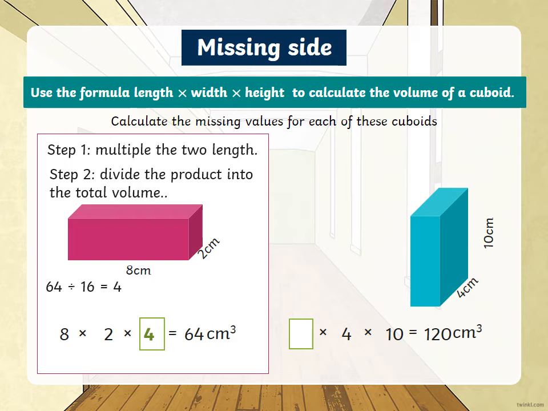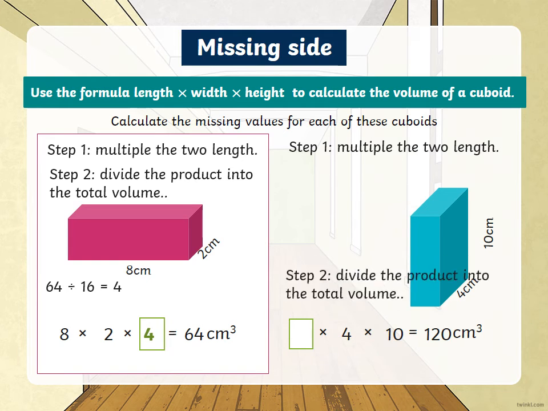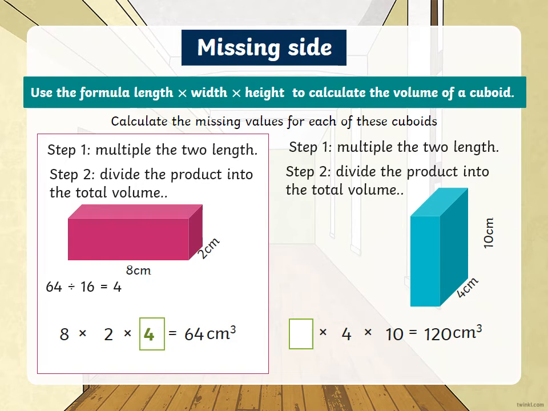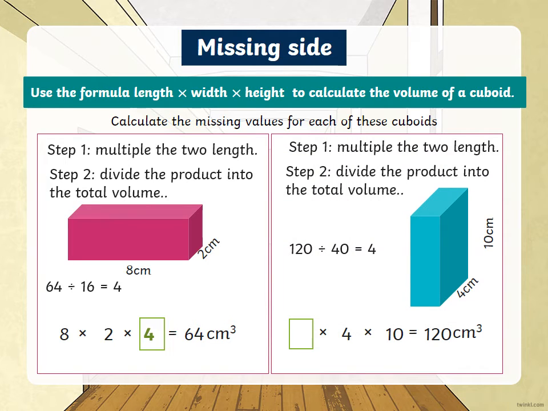All right, let's look at the one on the right. Now the measurements that they gave us are 4 and 10. 4 times 10 gives us 40. So we multiply that. The next thing we are to do is divide that 40 into 120, which is the volume that they already calculated. To find that missing side, we have 40 and we have 120, and how many times? 4 times. So our answer becomes 3.